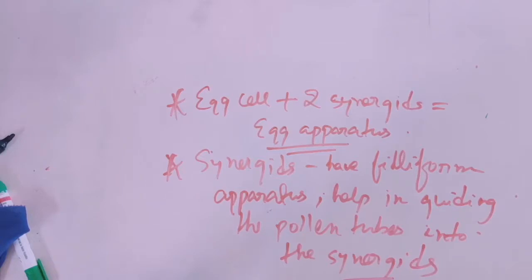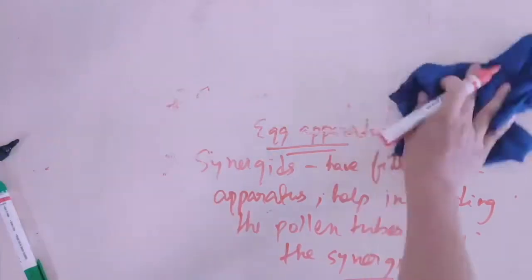And then we study the structure of the embryo sac. The embryo sac is seven celled, eight nucleate: three antipodals, two polar nuclei or the central cell, and one egg cell, which is protected by two synergids. The egg cell with the two synergids is called the egg apparatus. The synergids have the filiform apparatus, finger-like projections. They help in guiding the pollen tubes into the synergids so that fertilization can take place.